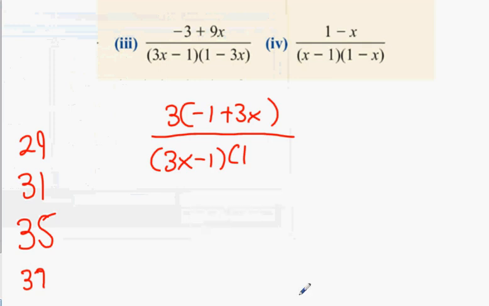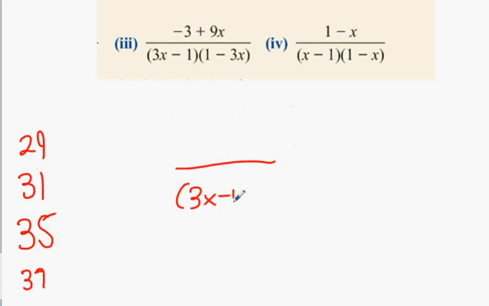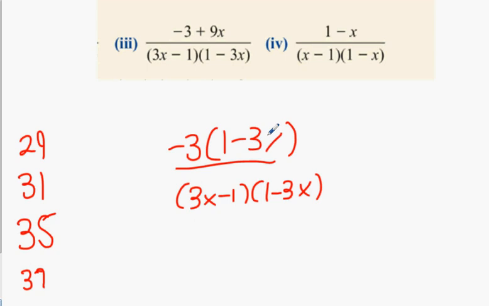Okay, let's see if I can take out minus 3 instead, and see what difference that makes, okay? So 3x minus 1, 1 minus 3x, and let's take out minus 3. Minus 3 bracket what, guys? 1 minus 3x. Now what's the same? The 1 minus 3x's are the same. And what's your answer? 1 minus 3x minus 1. Everybody happy enough with that?